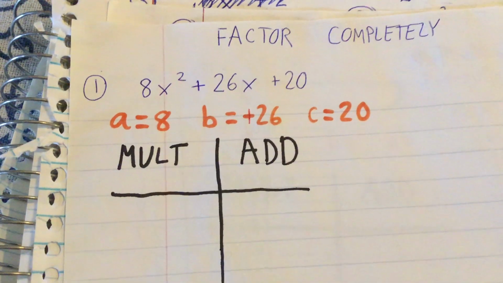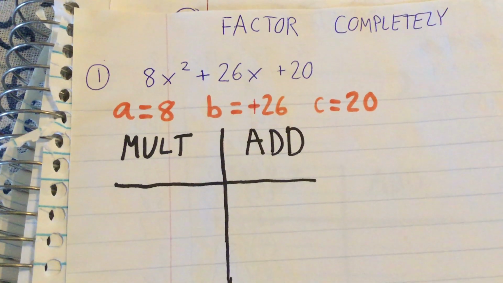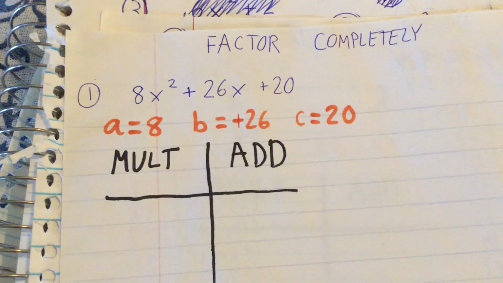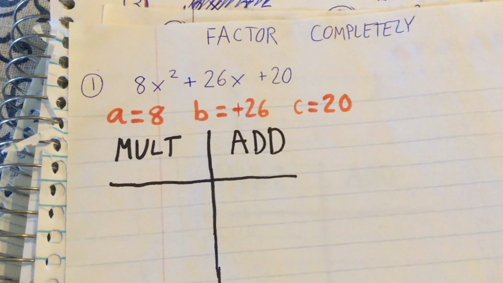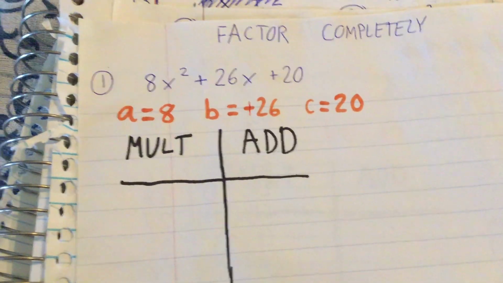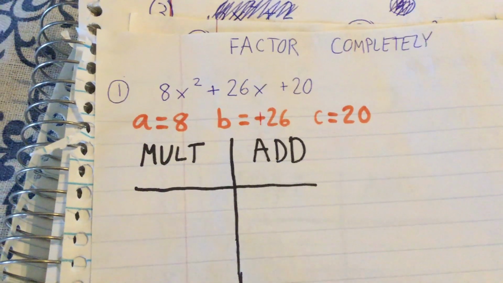So, more factoring quadratic trinomials where a is not equal to 1. Problem number 1 and problem number 2 are going to be exactly the same. I just want to show you that we're going to be doing the same problem in two different ways, and I'm going to start with the long way.